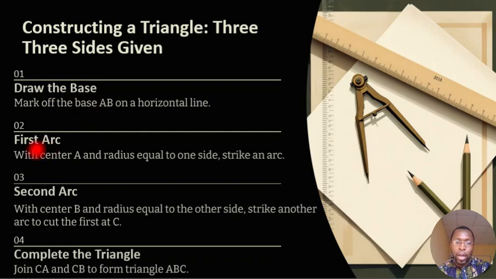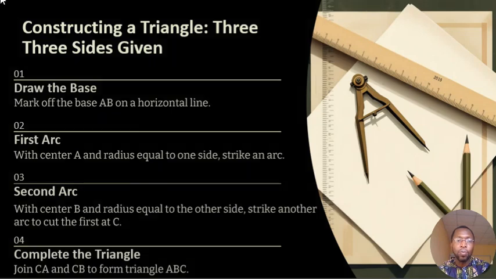Then you make an arc. You make the first arc, you make second arc, and then you complete the triangle. These are the four steps on how to construct the triangle. You draw the base of that triangle, make first arc, make second arc, and then you complete the triangle. So what do we mean by this? Let us do a practical example of this. Okay, so let's see how to do that.